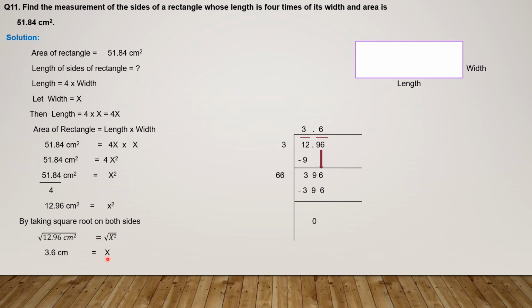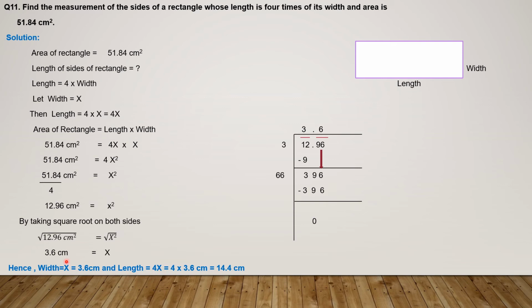Now what was the x? X was the width. Hence width is equal to x, that is equal to 3.6 cm. Similarly, we also find value of length. How we will find the value of length? Since length is 4 times its width.